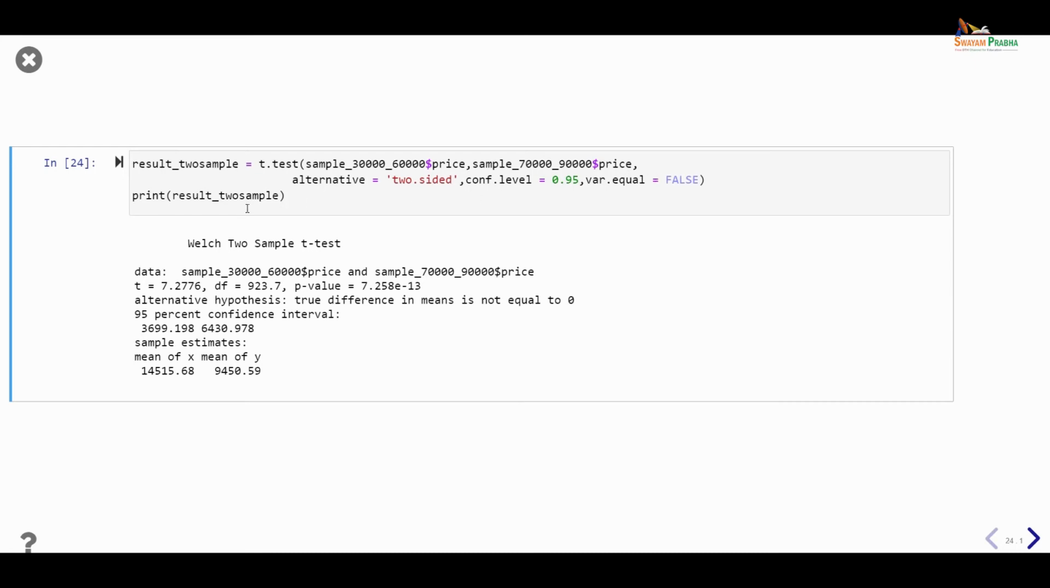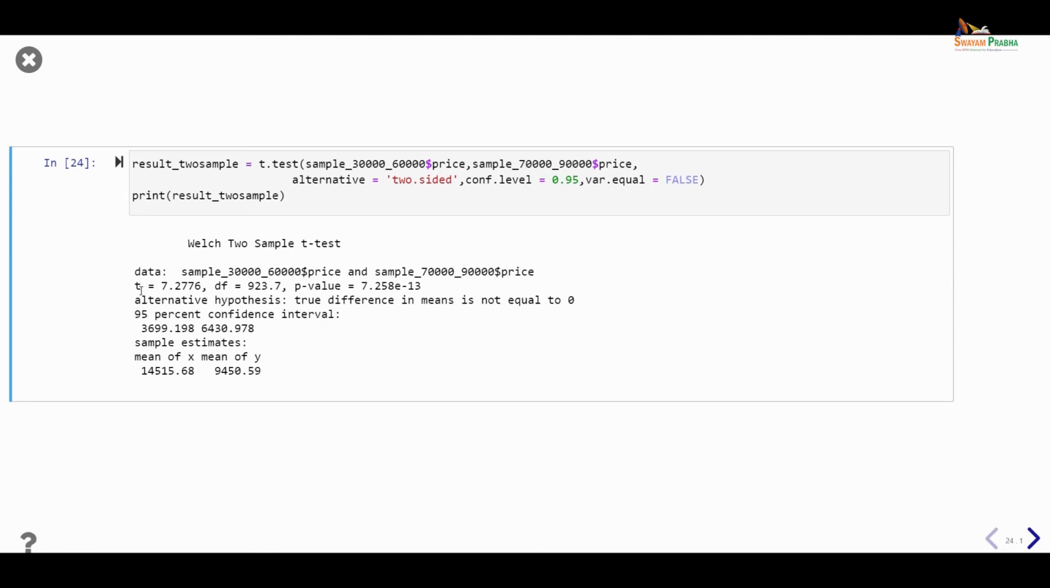So once you run this command, the results are saved under result_two-sample, and I'm just printing it. So you have a very well described output here. You have the heading, which is Welch two-sample t-test. Now it gives you the input, which is the column price for both these data frames.